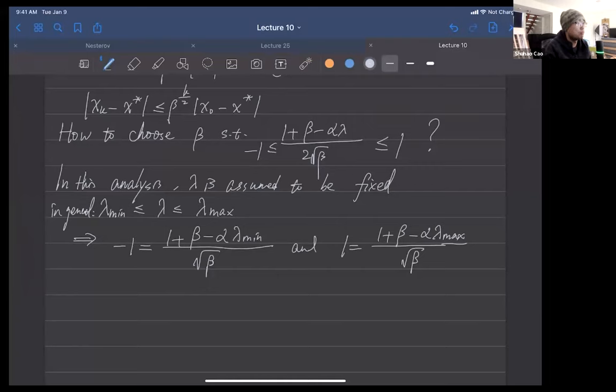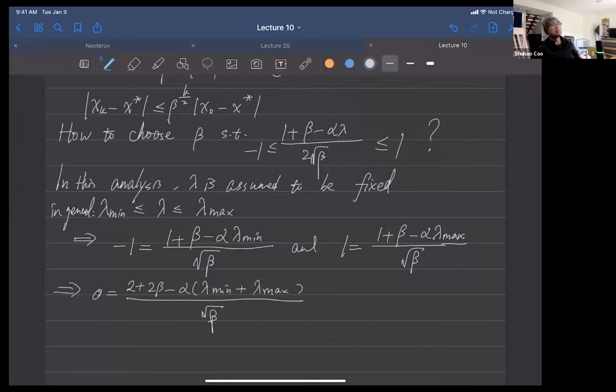Then we just have to solve for beta. For example, if we add these two equations together, the left side is zero, and we have two plus two beta, subtract alpha times lambda minimum plus lambda maximum, divided by square root of beta. And then we just solve for, I'm sorry, we're solving for the step size first. So alpha is going to be two plus two beta, divided by lambda minimum plus lambda maximum.